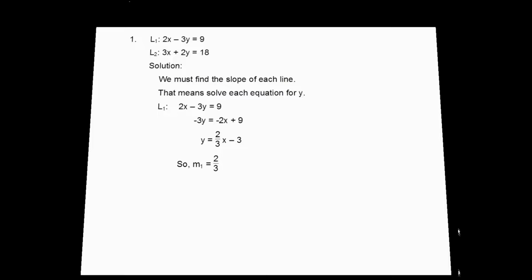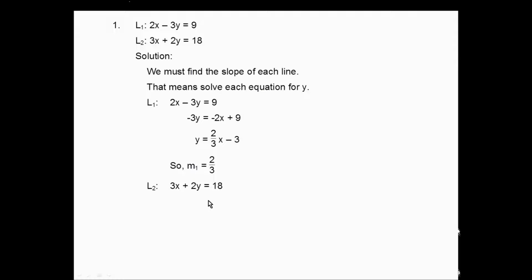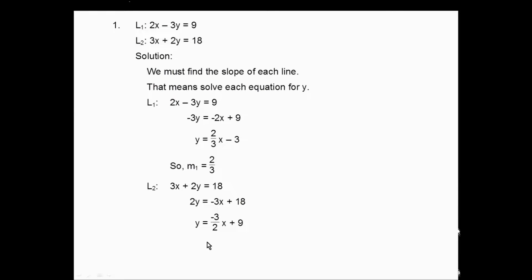Do the same thing for L2. I got 3x plus 2y equals 18. Again, I want to get y by itself. Subtract 3x. So I have 2y is equal to negative 3x plus 9. Divide everybody by 2. So y is equal to negative 3 halves x plus 9. So my m2 is negative 3 halves.